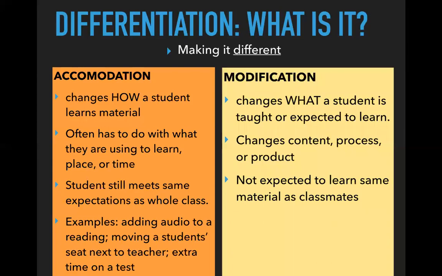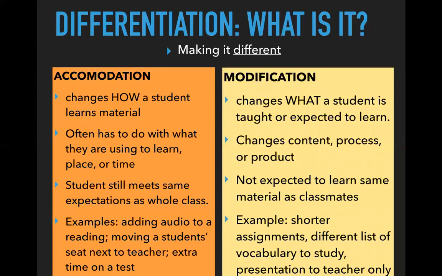In this case, they're not expected to learn the same material as their classmates. So some examples are shorter assignments, like I said before. Maybe certain students have a different list of vocabulary to study because they're at different proficiency levels in English. I had a student a while back where it was very hard for her to do presentations to the whole class. And so I had her present to me only.